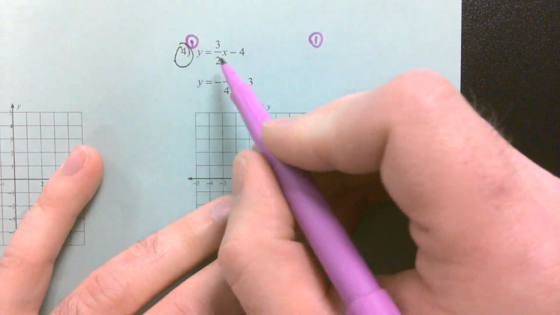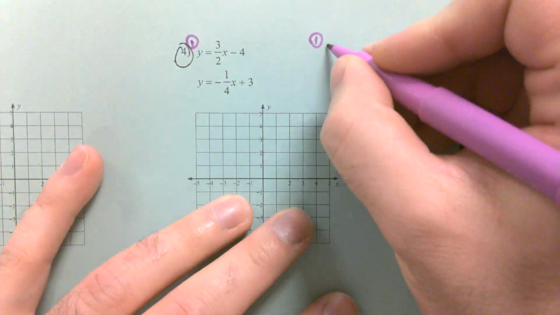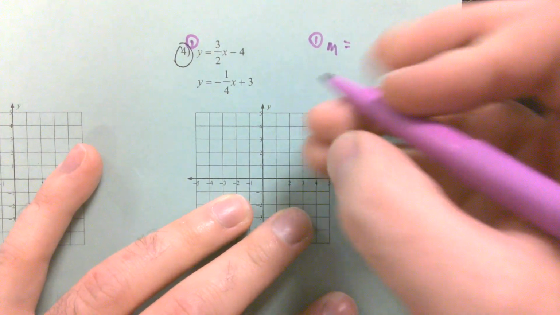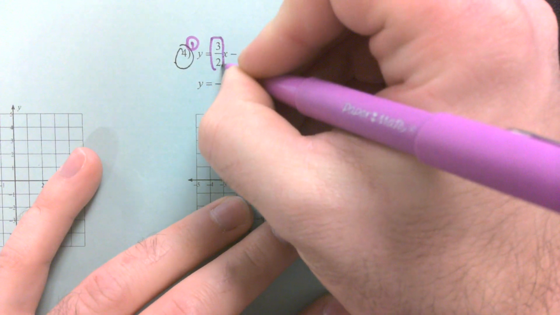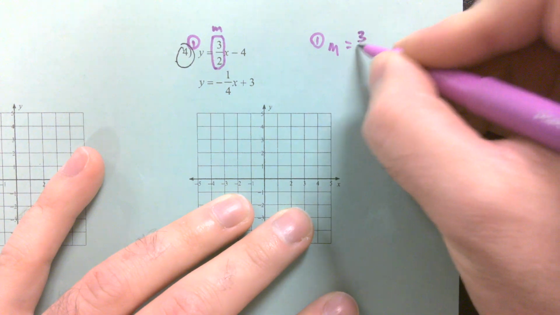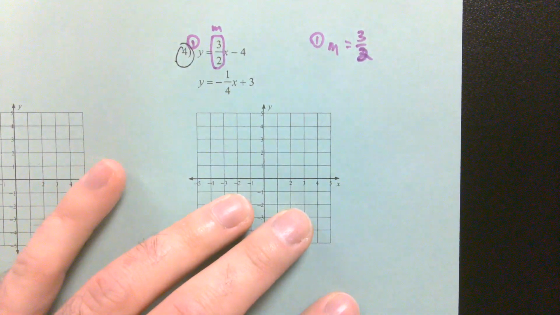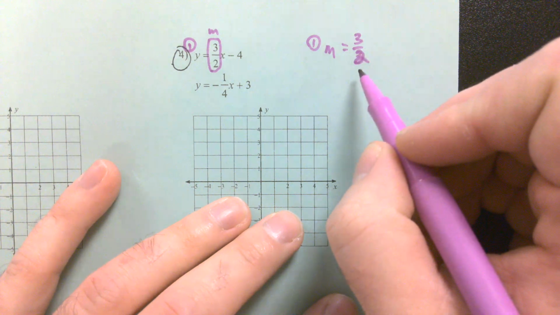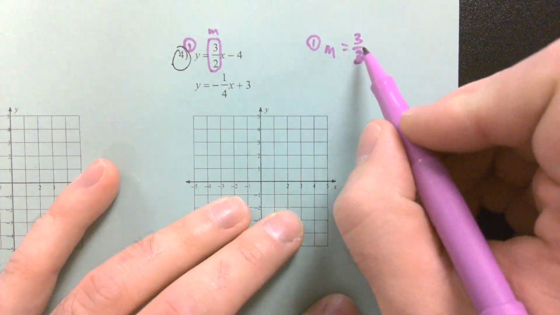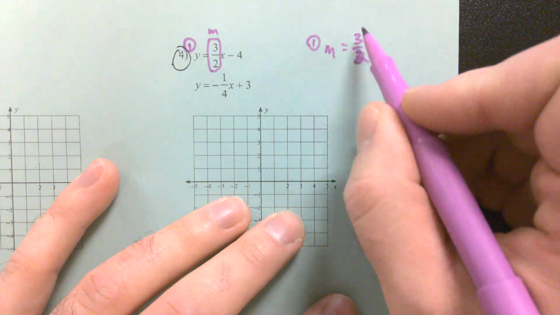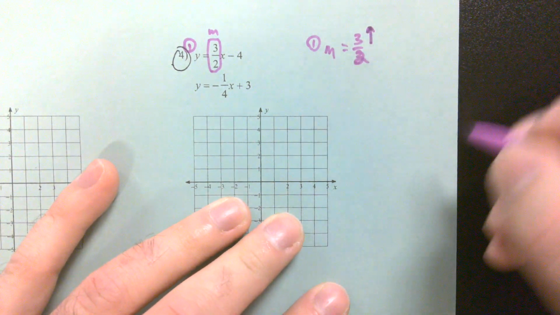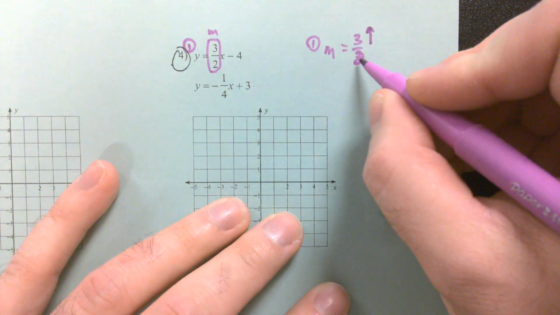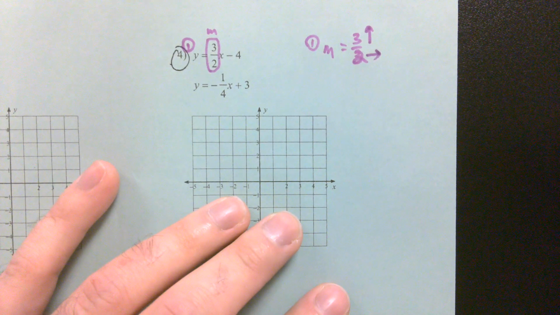Y is equal to 3 over 2x minus 4. My m is going to be this number in front of x. So that's 3 over 2. Oops, that's a 2. And my slope gives me my rise over my run. Now my rise, if it's positive, like my 3 here is, we're going to rise up. And my run on the bottom is always going to be to the right.